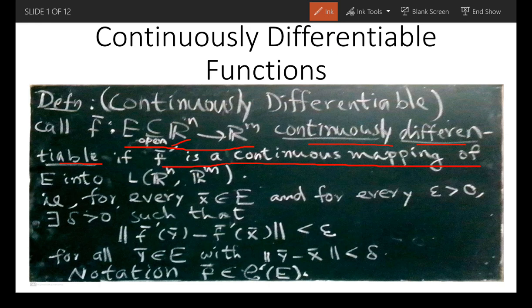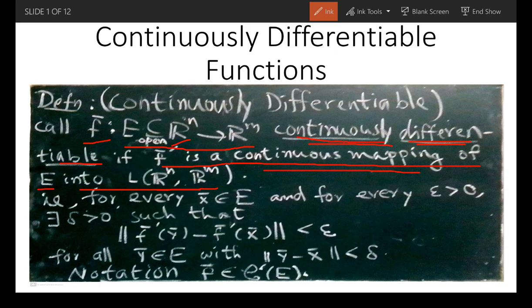നമുക്കറിയാം f dash of x എന്ന് പറഞ്ഞാൽ it's a linear transformation from Rn to Rm. So where does x come from? X comes from E. So f dash, when viewed as a function from E to L of Rn, Rm, it should be continuous. Derivative is continuous. Then we say f is continuously differentiable. So continuously differentiable function means derivative is continuous.